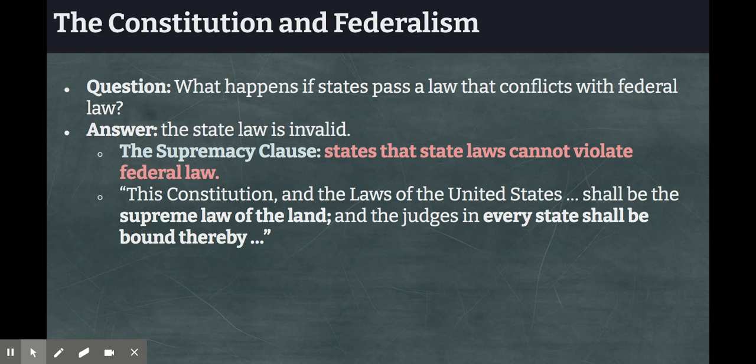All right. So the last clause that we need to know is the Supremacy Clause. So the question here is, well, what happens if a state passes a law that conflicts with federal law? So like California, what happens if we legalize marijuana, but the federal government chooses not to? Well, the state law theoretically is invalid. So the Supremacy Clause states that state laws cannot violate federal law. And of course, both can't violate the Constitution.